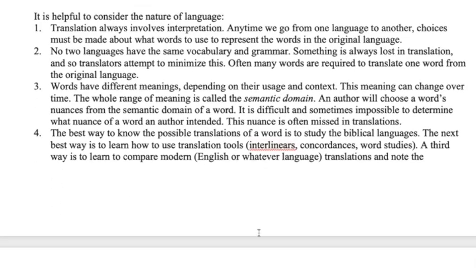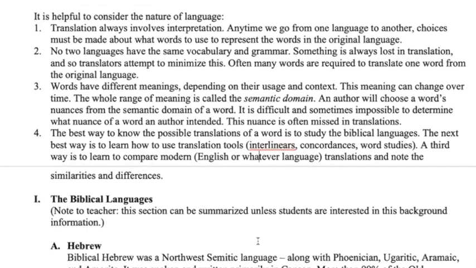It's helpful to consider the nature of language. So, number one, translation always involves interpretation. Anytime you go from one language to another, choices must be made about what words to use to represent the words in the original language. Well, here's a very simple word that we just kind of bring into our languages today. Hallelujah. Well, that's a Hebrew word, hallelujah.